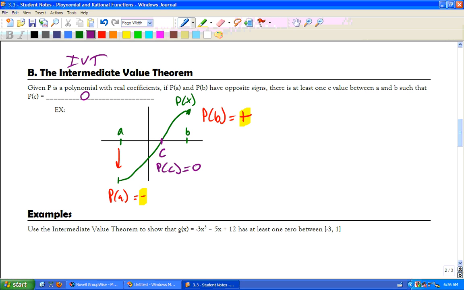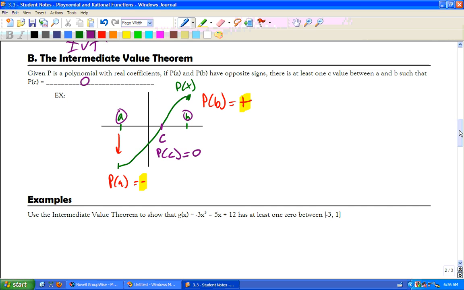That if you're changing y value signs, one's going from positive to negative, there exists some x somewhere between A and B in which you're going to equal 0. Again, it's pretty basic, it's pretty straightforward, it's intuitive, but the wording could just be a little confusing.